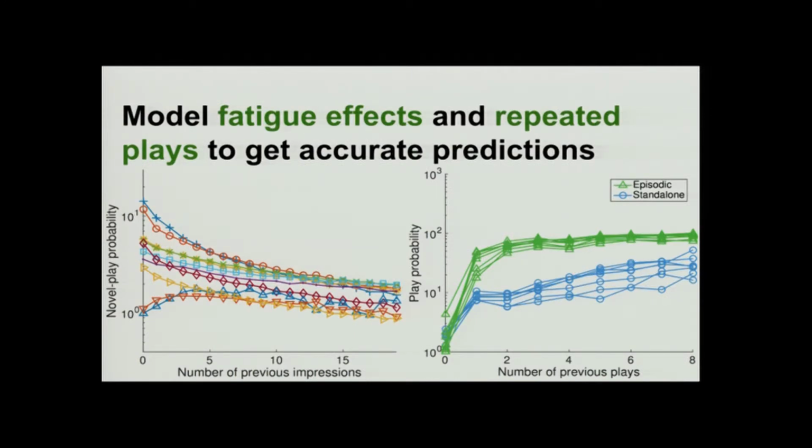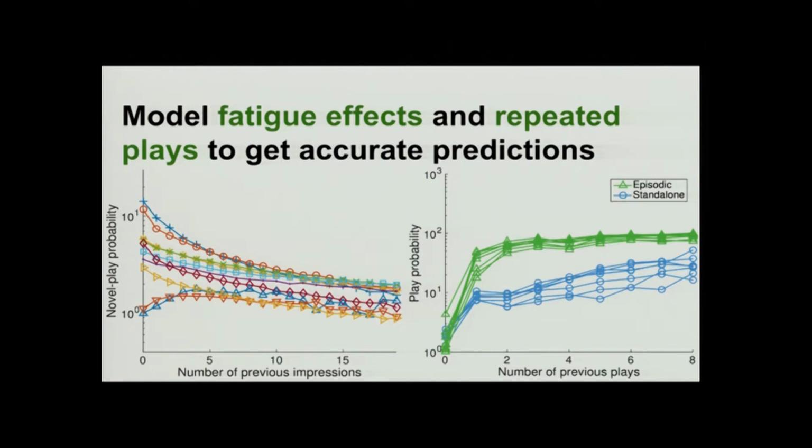In our paper, we also talk about some suggestions on how to model play probability accurately. First of all, it's important to model impression fatigue. On the left figure, we see that the more times you show a video to a user, the less likely they will play the video. And note that the Y scale is log scale, so this effect is actually stronger than exponential. So it's really important to model this.